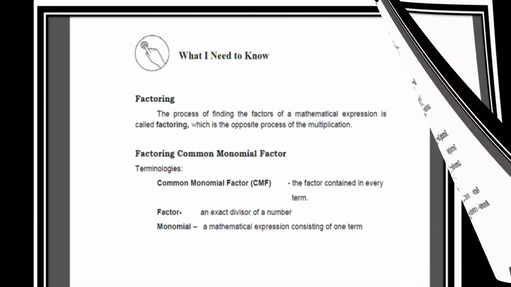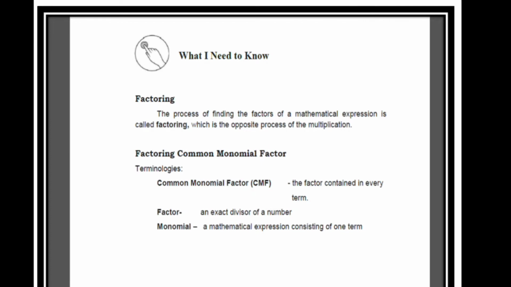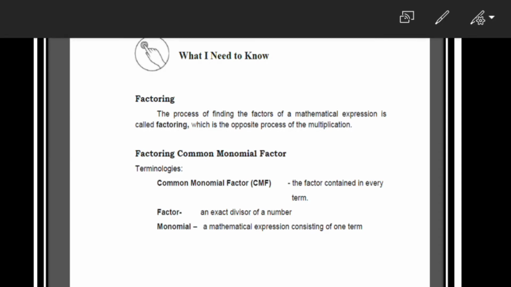So we need to know, when we say factoring, the process of finding the factors of a mathematical expression is called factoring, which is the opposite process of multiplication. So we have to know these terminologies. You have CMF for the common monomial factor: a factor contained in every term.